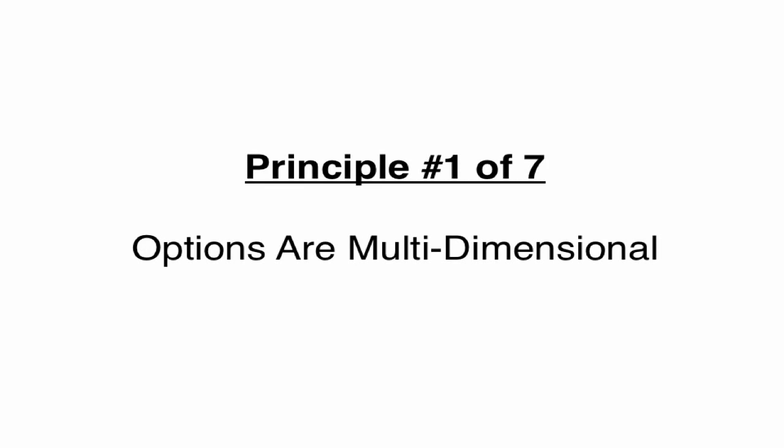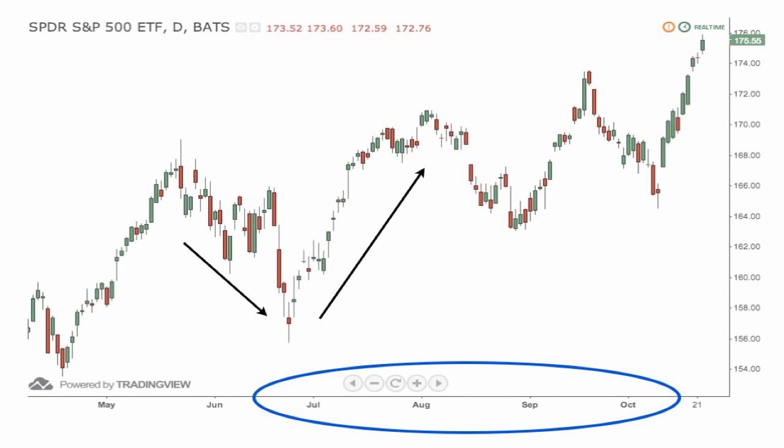Principle number 1 of 7: options are multi-dimensional. Kirk, what does that even mean? Multi-dimensional. Well, let's take a look at a stock trade.